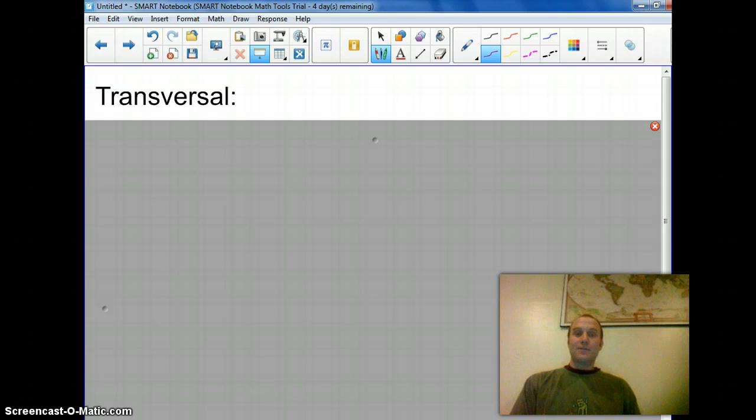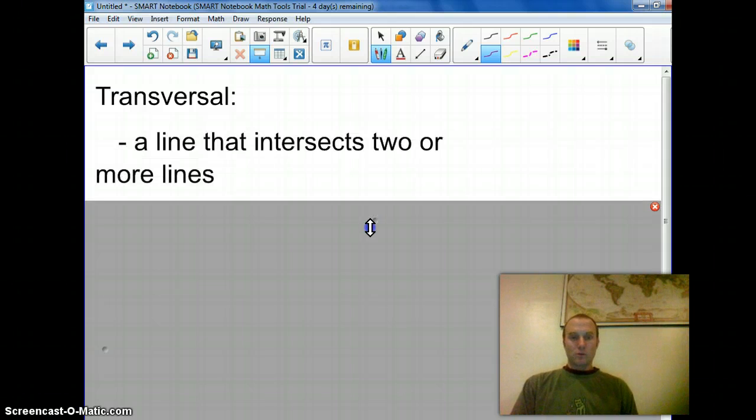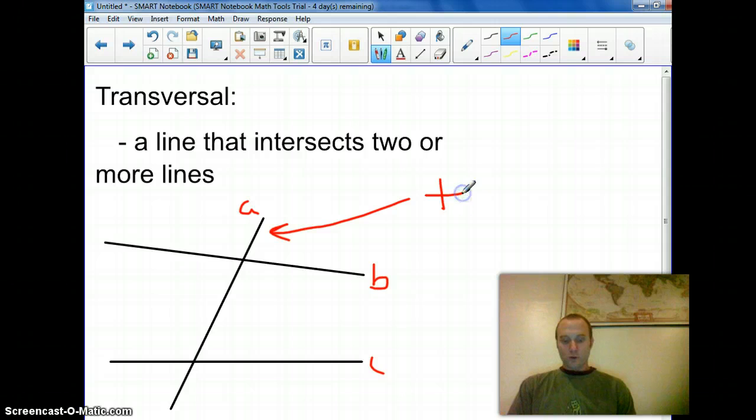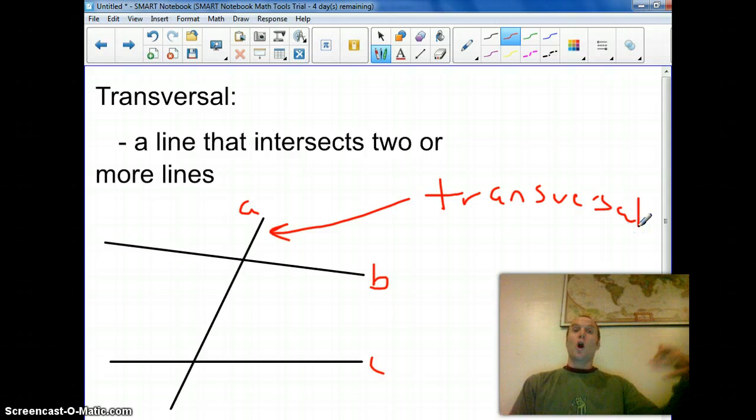Another definition that you need to have is a definition of a transversal. A transversal is a line that intersects two or more lines. So in the following picture, you see I have three lines here. I've got line A, line B, and line C. Which of these is the transversal? A. That's the transversal. That is the line that is intersecting two other lines.